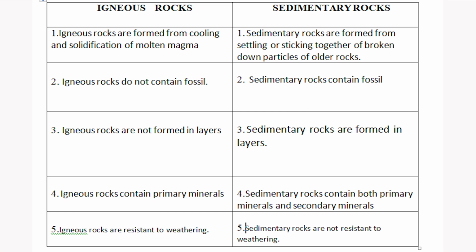Igneous rocks are not formed in layers. Sedimentary rocks are formed in layers. Igneous rock contain primary minerals. Sedimentary rocks contain both primary minerals and secondary minerals. Number five, igneous rocks are resistant to weathering. Sedimentary rocks are not resistant to weathering.